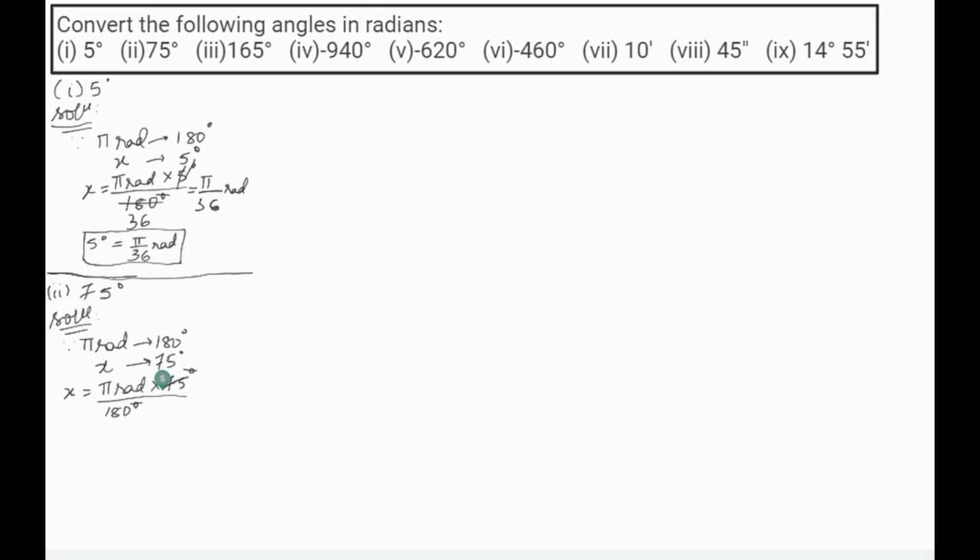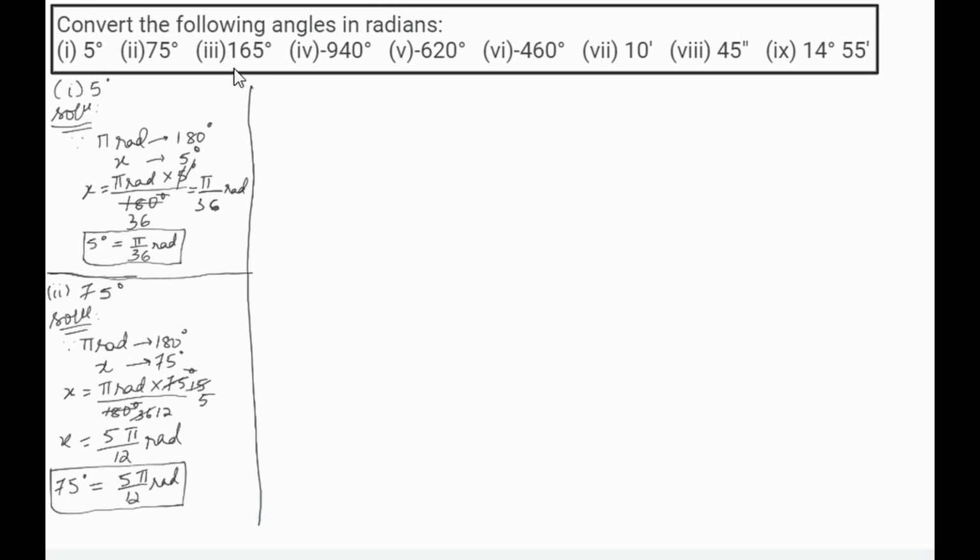5 into 15 is 75. 5 into 36 is 180. And 3 into 5 is 15, and 3 into 12 is 36. So we have x is equal to 5 pi by 12 radians. Therefore, 75 degrees in radians is 5 pi by 12 radians.